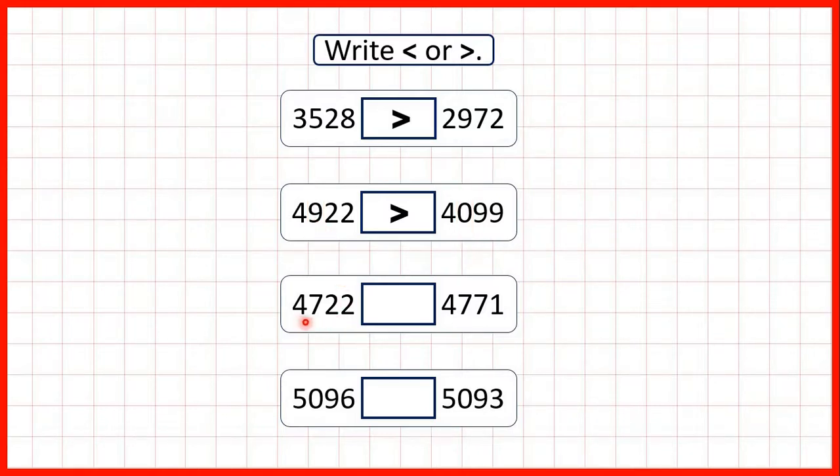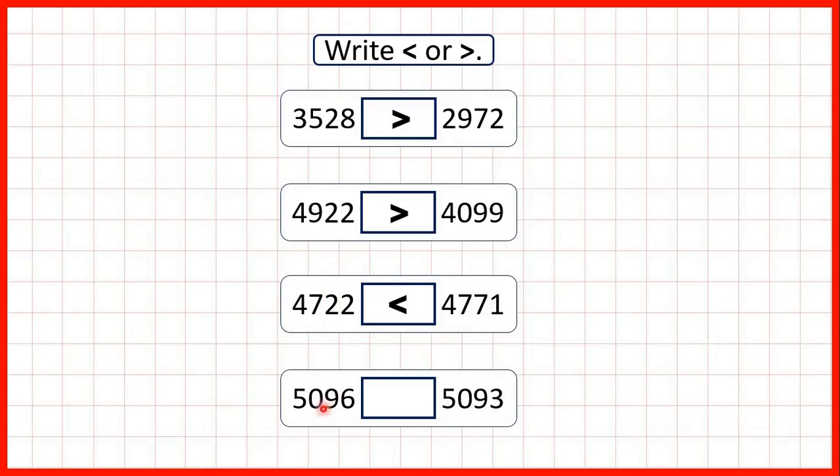Now 4,722 and 4,771. So we start by comparing the thousands, but because they're the same, we move along to the hundreds. Now here, they both have 7 hundreds. They both have the same number of hundreds, so we move along to the tens, and because this second number has more tens, we know that this number here is the larger number.